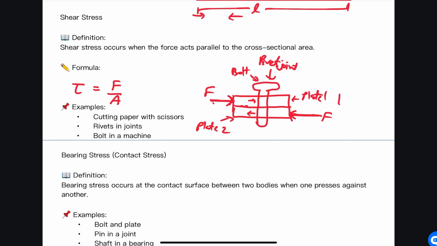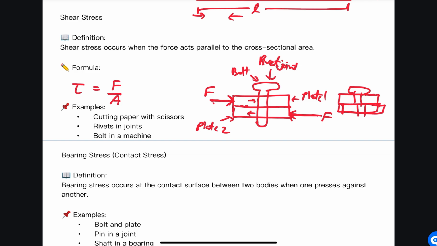Then shear stress is generated in the two surfaces in opposite directions in the parallel cross sections. So what happens with the bolt? Like the plate over here, like this. And the bolt will be broken after some time due to the stress.